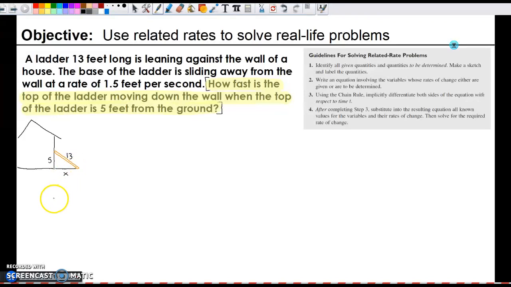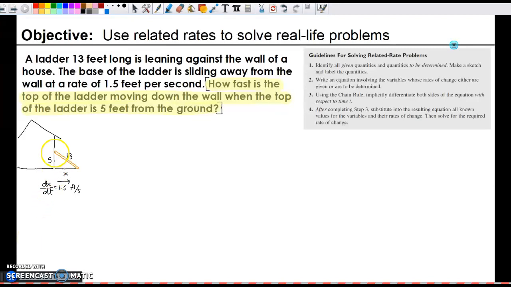Okay? We know that the base of the ladder is sliding away from the house at a rate of 1.5 feet per second. So what is that here? You see feet per second. That should be a hint to you. Feet per second, that's a rate. A rate is usually a derivative. And what's changing? What quantity is changing? The x. So we would call that dx with respect to time, dx/dt. dx/dt is equal to 1.5 feet per second. So that's the situation that's happening.